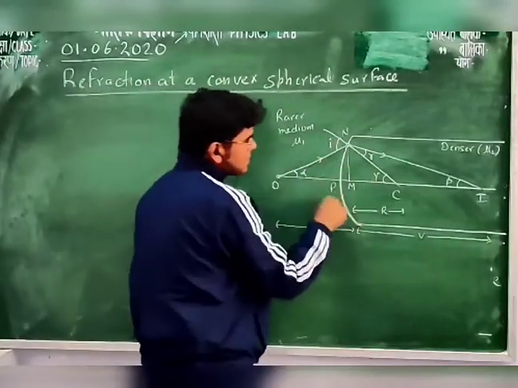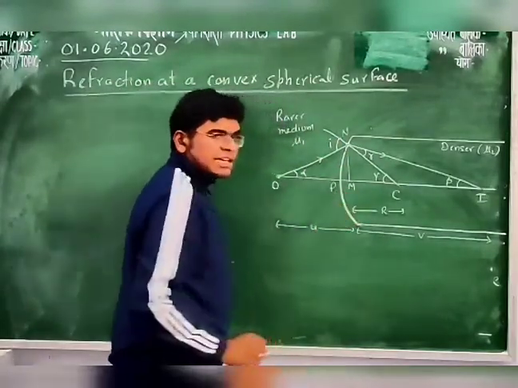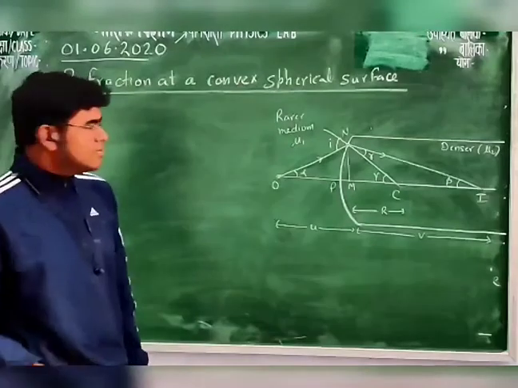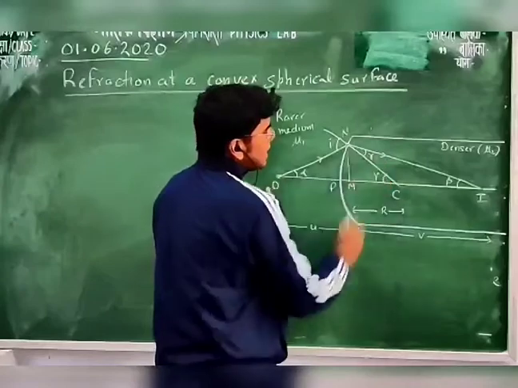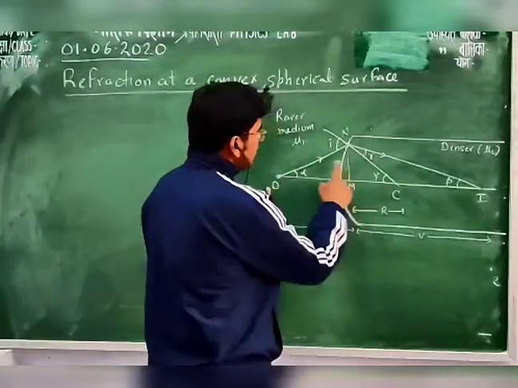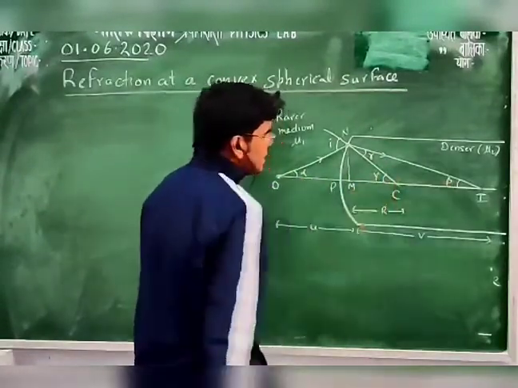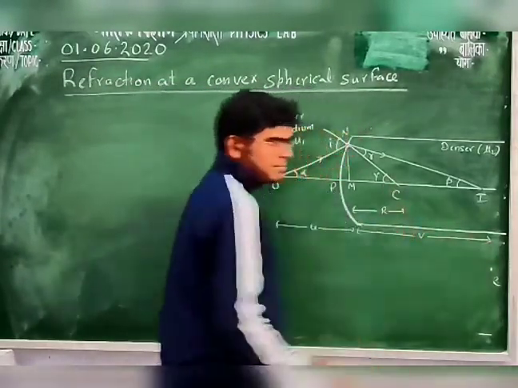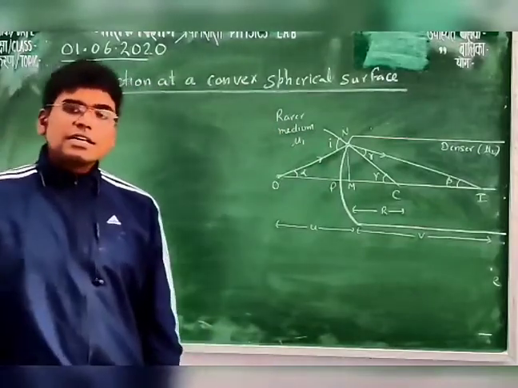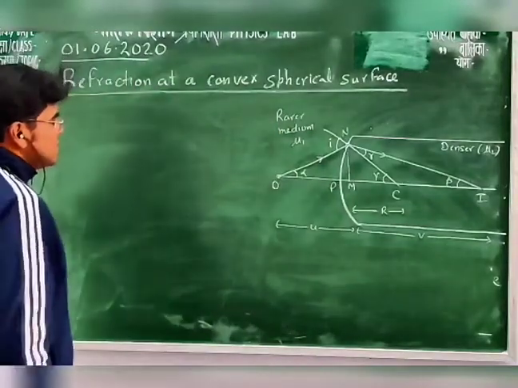So the image is forming at a distance V from the pole P. If we take the aperture small, then P and M will coincide with each other. That's why we are taking this into account. I is the angle of incidence and R is the angle of refraction, and alpha, beta and gamma are the other angles we have considered. U is the object distance, V is the image distance, and R is the radius of curvature of the convex spherical surface.